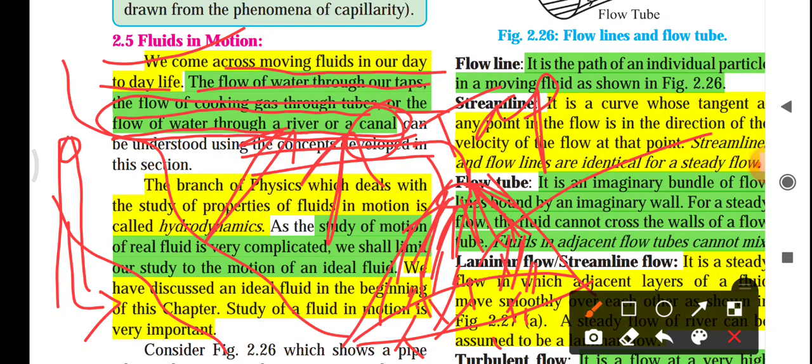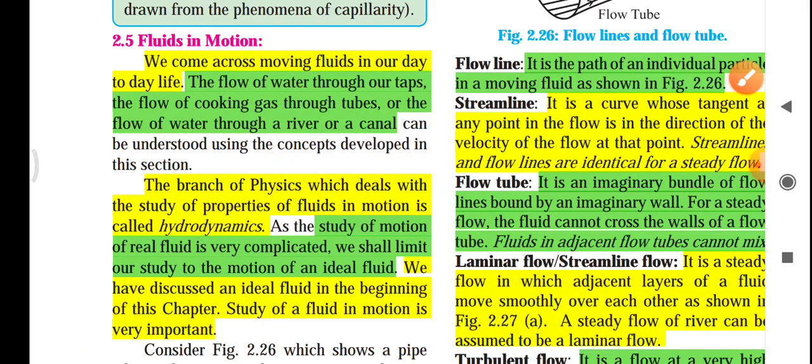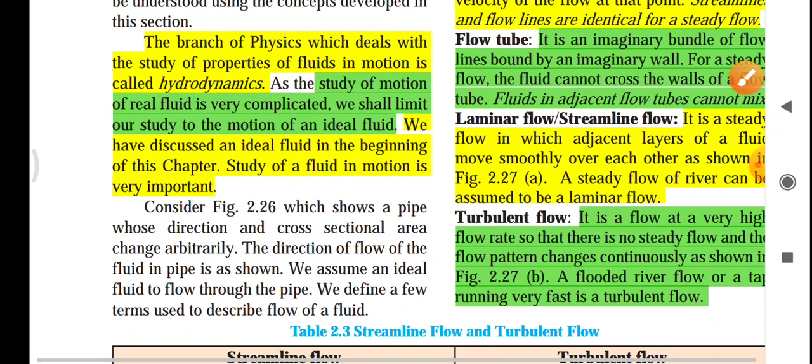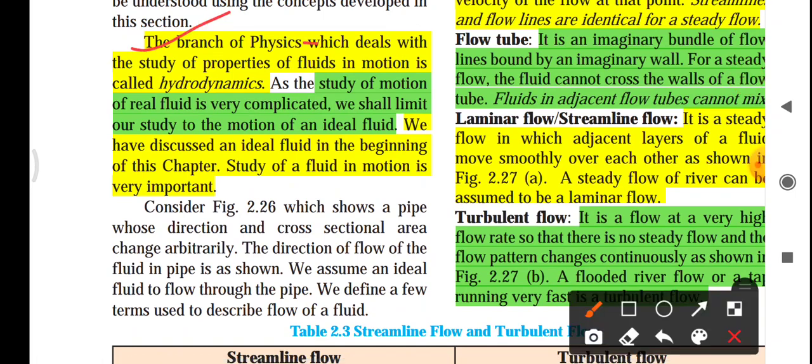Both are fluids. Both are in motion. They have different structures. They have different moving paths that we are going to discuss. Now, the branch of physics which deals with the study of the properties of fluids in motion is known as hydrodynamics. As the study of motion of real fluid is very complicated.